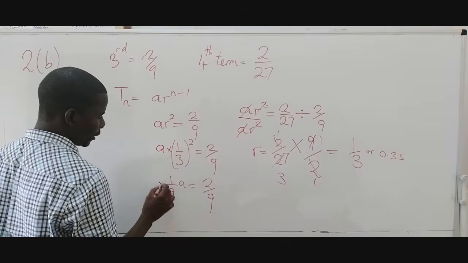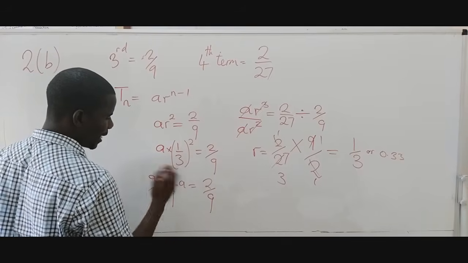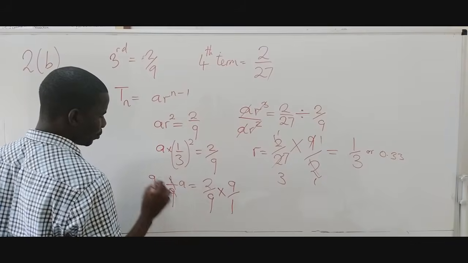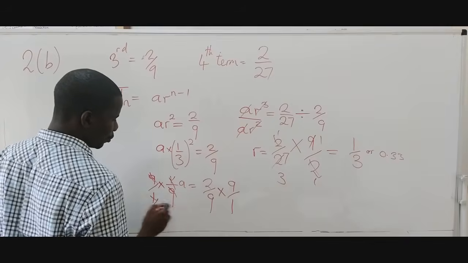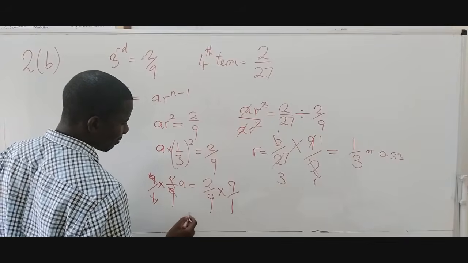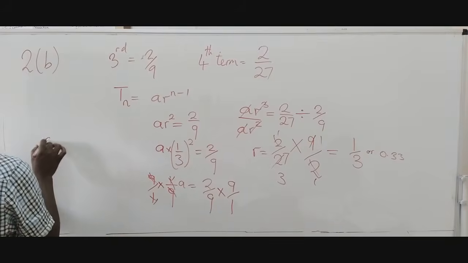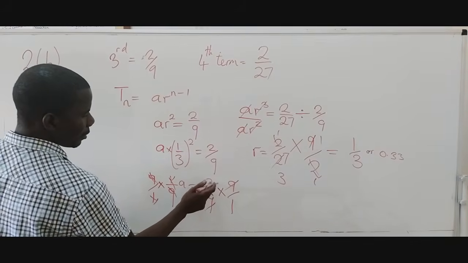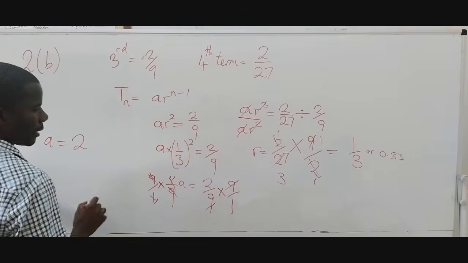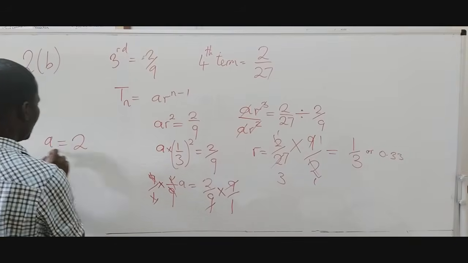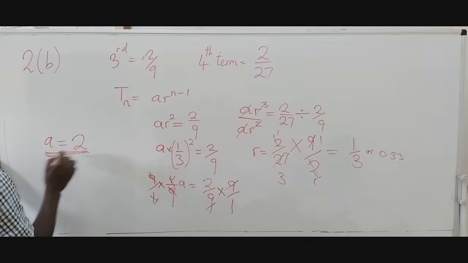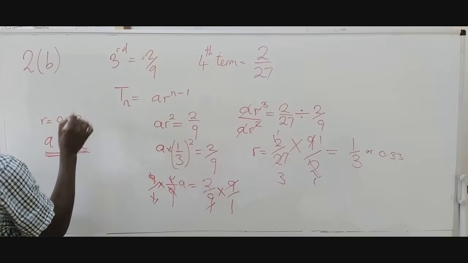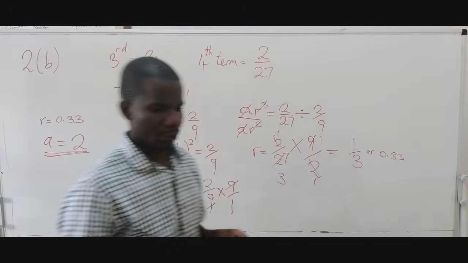So we need to use that. We multiply 9 over 1 both sides. This is going to cancel everything here, 9 into 9, so we remain with 1a, which is the same as a. So a will end up being 2. The value of a is 2. The value of r, we can pick 0.33. That is what we are supposed to get.